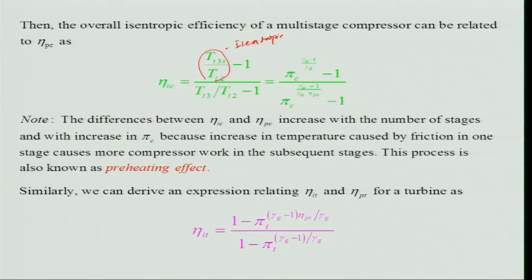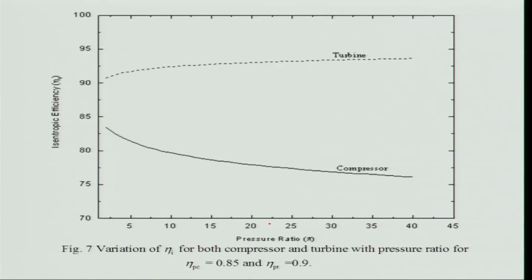Derive an expression for eta_IT in terms of eta_PT and pressure ratio across the turbine. If I take two values, polytropic efficiency of the compressor 0.85 and polytropic efficiency of the turbine 0.9, and vary the pressure ratio, you can see that the isentropic efficiency goes on increasing in the case of a turbine, and in the case of the compressor it is just opposite, it is decreasing because of the preheating effect. For the turbine there is a cooling effect, so just the opposite happens.